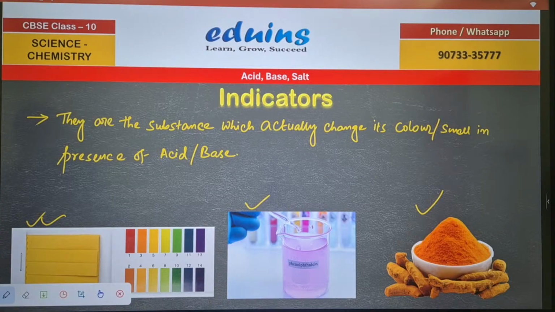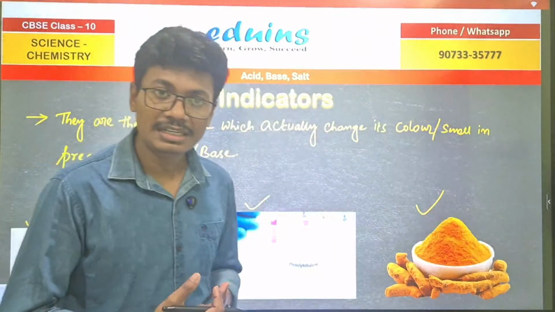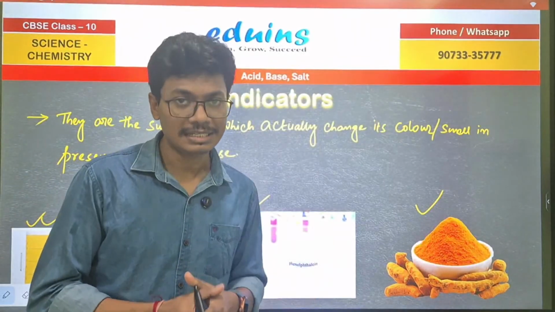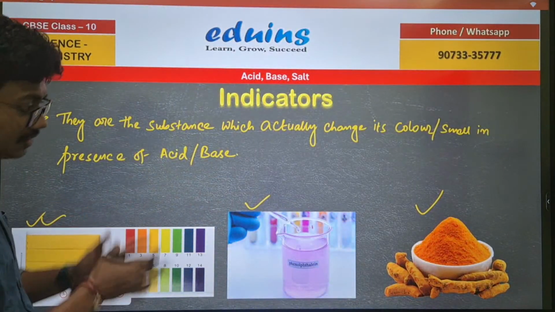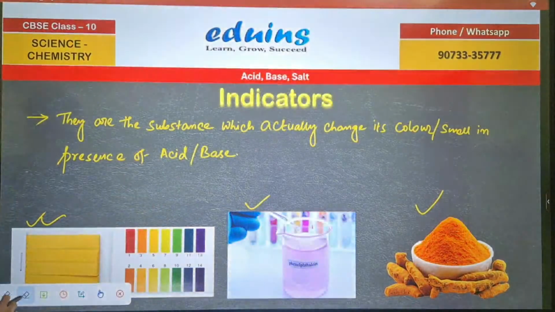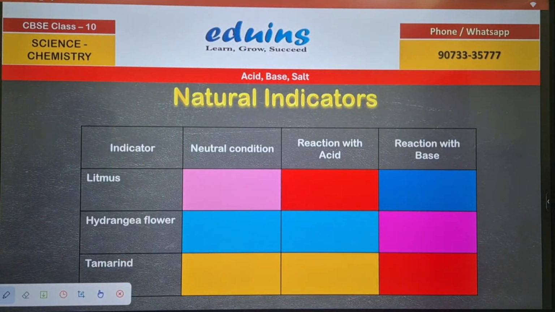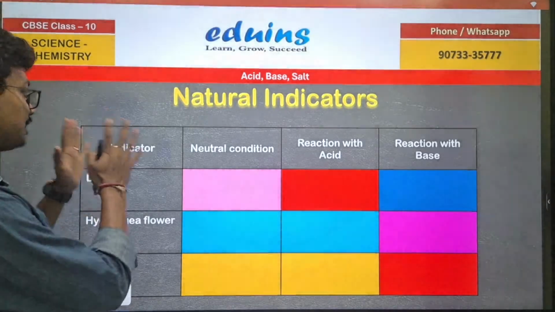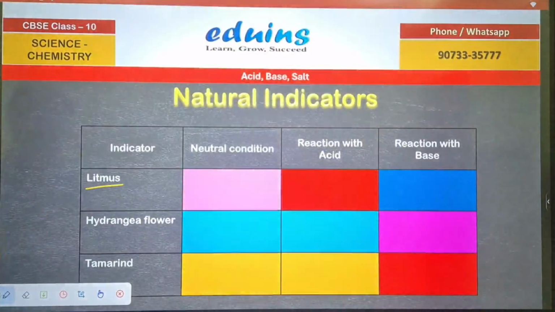So this is the basic about the indicators. Now we have to study some natural indicators and some synthetic indicators. We have natural indicators and synthetic indicators, but we will know about the indicators. So some natural indicators, what are they? First of all, that is the litmus.